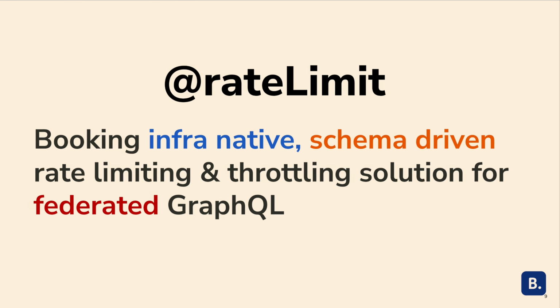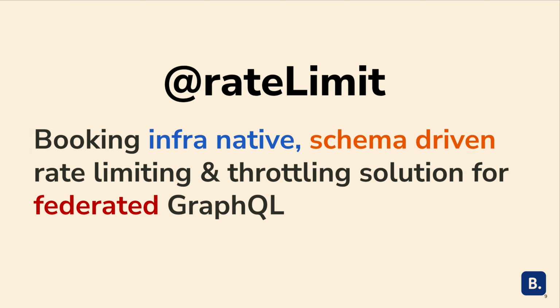I'm saying it's Booking infra native because we did not reinvent the rate limiting infra for this directive. At Booking, the infra team already has the rate limiting infra, and they provide an API for every backend service to do rate limiting checks, with a very friendly protocol for these backend services to use. So we reuse the rate limiting infra for this directive.